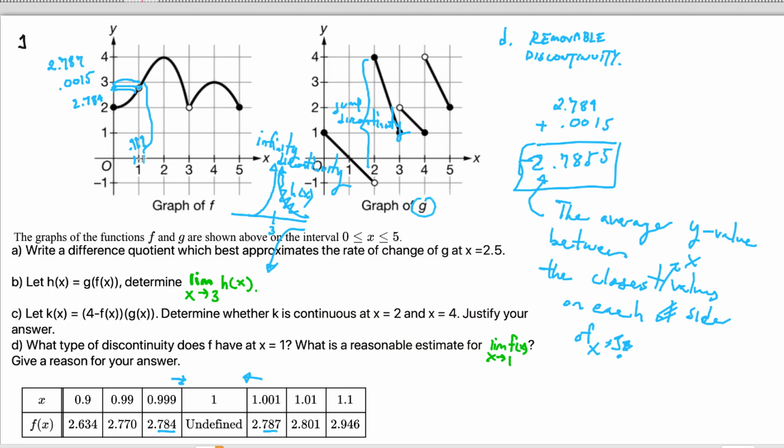These are the closest x values: 0.999 on one side of 1, and the other side of 1, closest to it is 1.001. So it makes sense that if I'm looking for a y value between the two, I take the average between the two y values, and that gives me roughly what this value should be at exactly 1, the limit, what it's getting closer and closer to on each side.